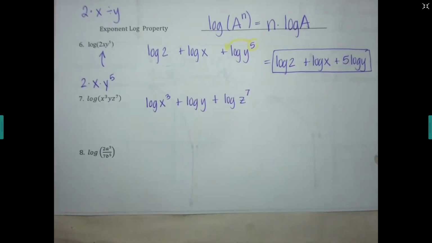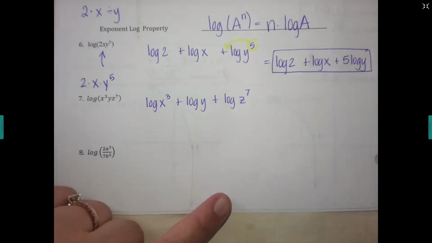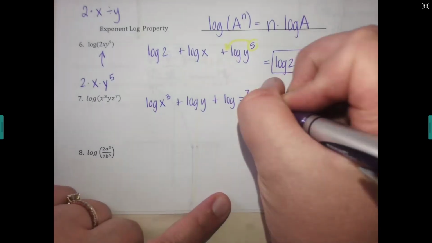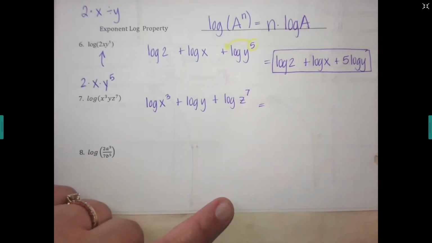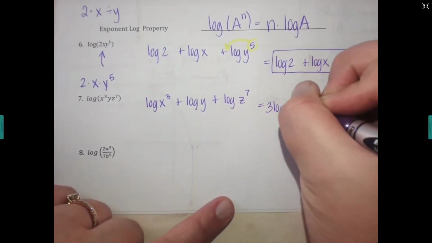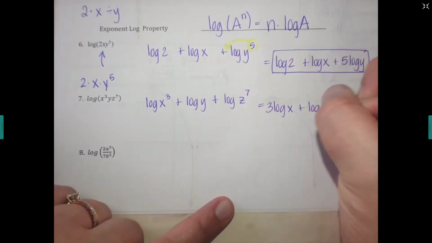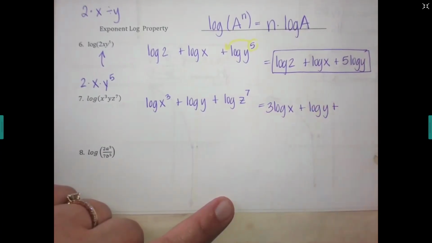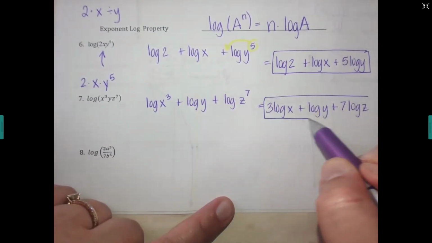That's step 1. Then you're going to take any floating exponents and you're going to pull them to the front of that log. So which numbers are we going to drop? The 3 and the 7. So it'll be 3 log x. Log y will stay the same because it didn't have a floater, and then 7 log z. Okay? Easy?